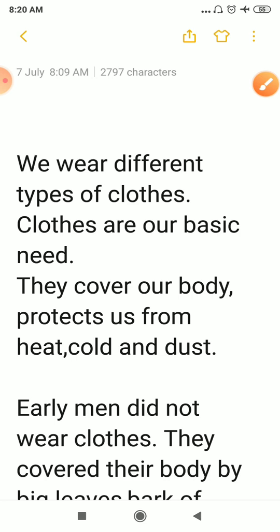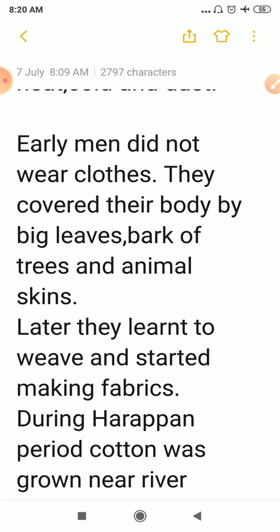Early men, do you know? Early men did not wear clothes. Then what did they wear? They covered their bodies with big leaves, bark of trees, and animal skins. All these items were used in earlier times to cover the bodies. Later, they learned to weave and started making fabrics.